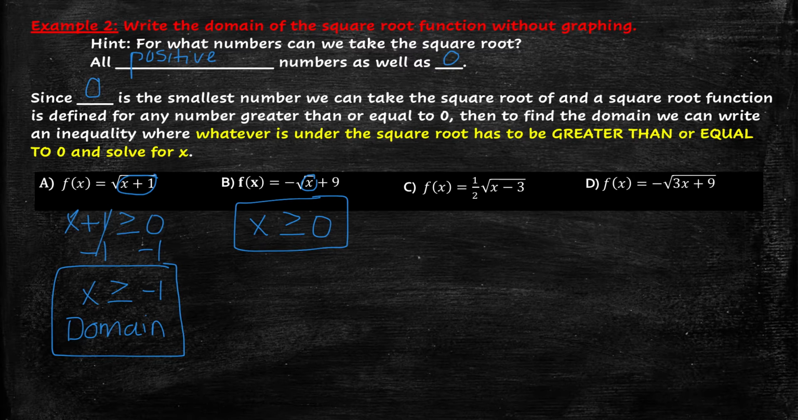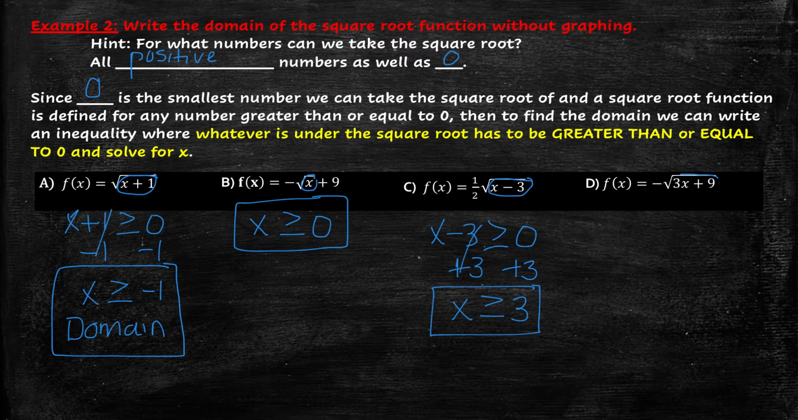If I look at part C, take what's under the radical, x minus 3, and set it greater than or equal to 0 and see what x has to be. So we would add 3 to both sides. x is greater than or equal to 3, and so that would be our domain.